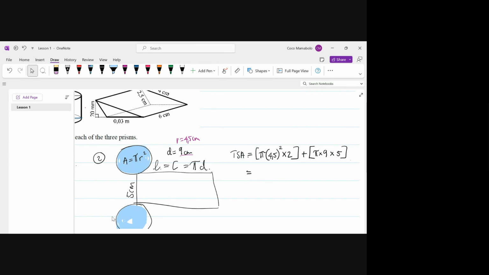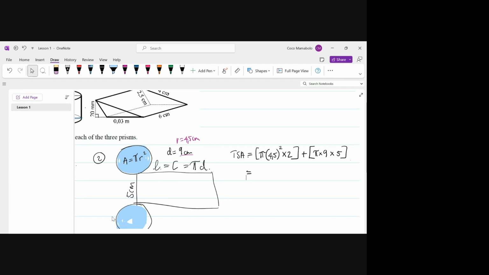Oh, Abu, do it again. Somebody give me the answer. Pi times 4,5 squared times 2 plus pi times 9 times 5 equals.